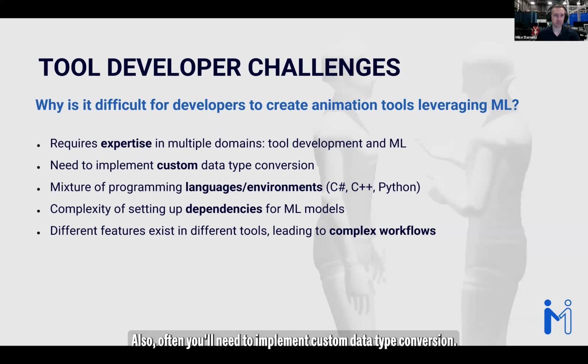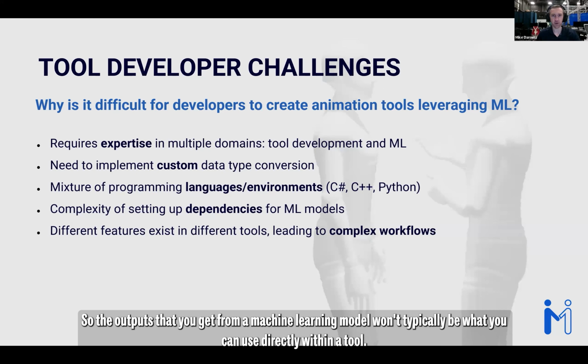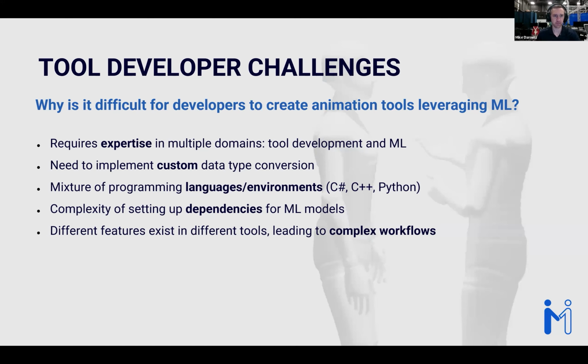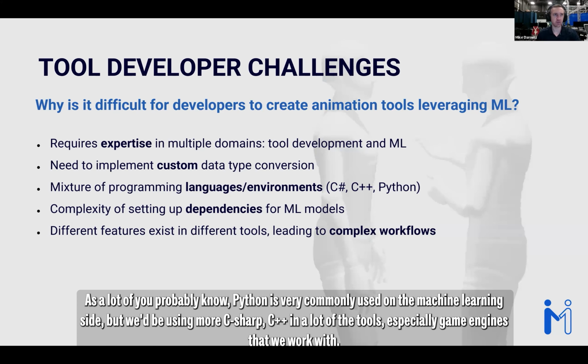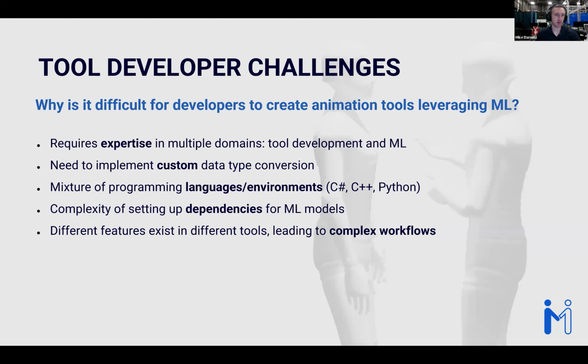Also, often you'll need to implement custom data type conversion. The outputs that you get from a machine learning model won't typically be what you can use directly within a tool. And kind of similar to the first point, there's also a mixture of programming languages involved. As a lot of you probably know, Python is very commonly used on the machine learning side, but we'd be using more C#, C++ in a lot of the tools, especially game engines that we work with. There's also a lot of complexity involved in setting up dependencies for some of these machine learning models.